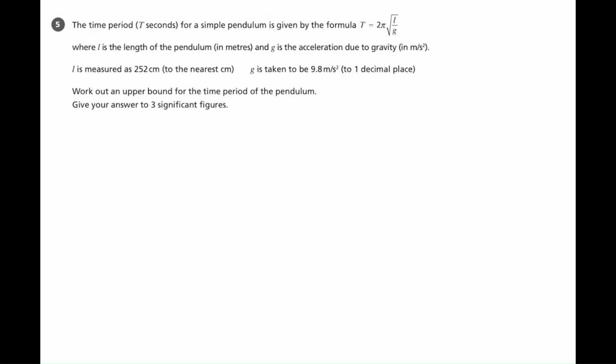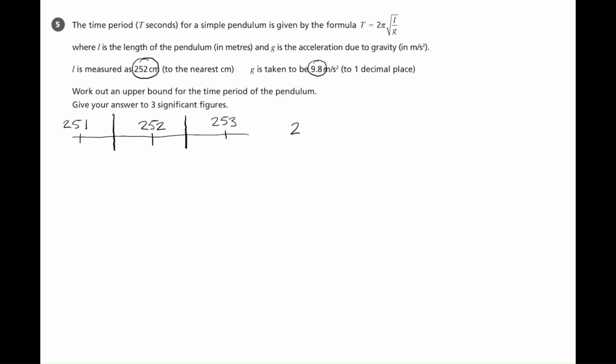In this question, we're looking at upper and lower bounds. So the first thing we need to do is to find the error interval for L 252 and G 9.8. Starting with L, if we need to, we could draw a number line, put 252 in the middle, and we're rounding off to the nearest centimetre. So the nearest centimetre number before 252 is 251, and afterwards 253. The lower bound will be halfway between 251 and 252, and the upper bound halfway between 252 and 253.